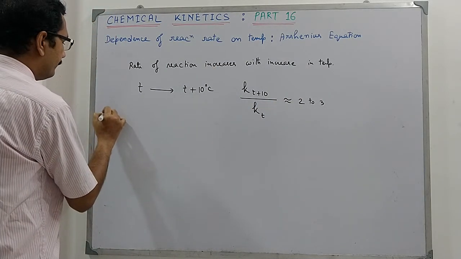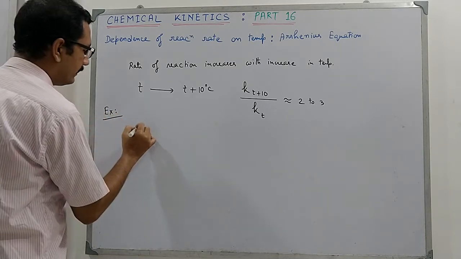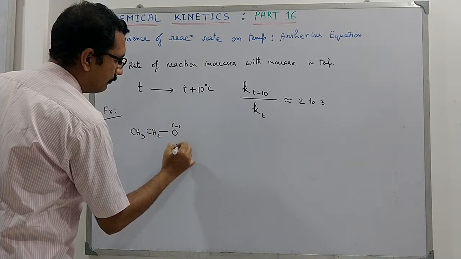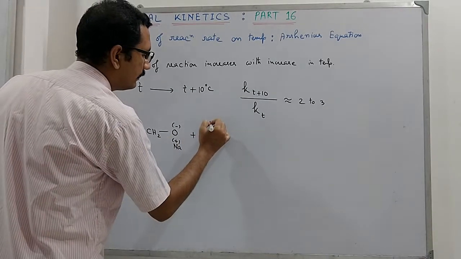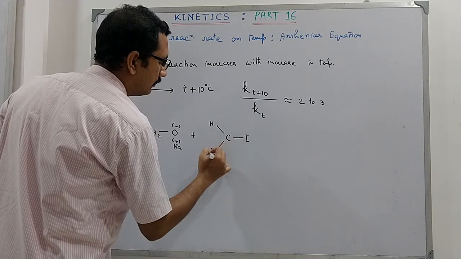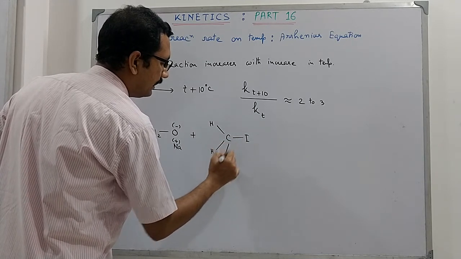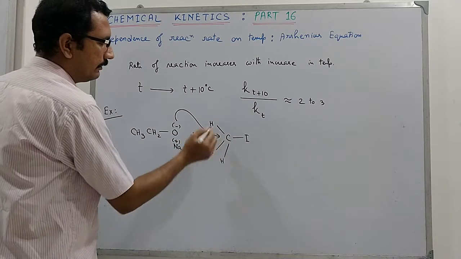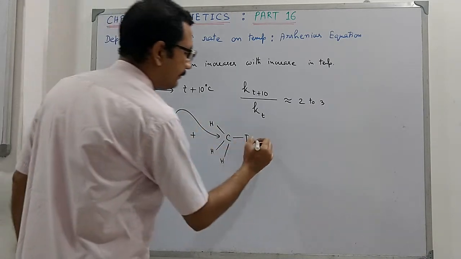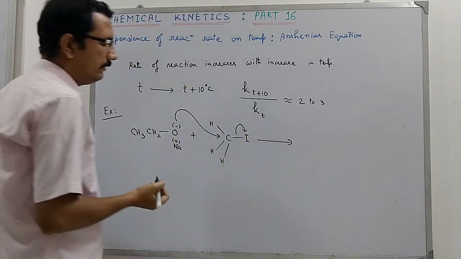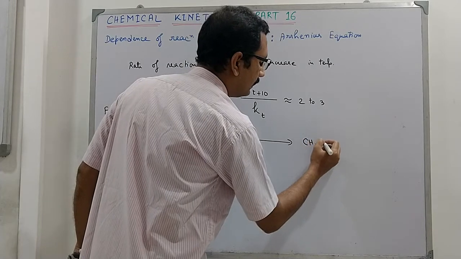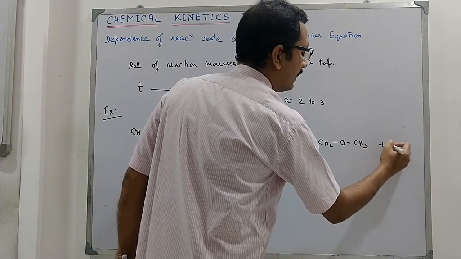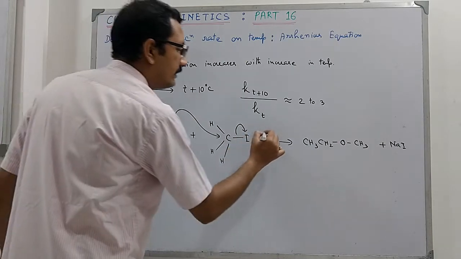For example, if we consider the Williamson synthesis of ether, we take sodium ethoxide here and methyl iodide, then there is an SN2 attack, backside attack, nucleophilic substitution second order, and this I is the leaving group, and we get the ether CH3CH2OCH3, and this is I minus and Na plus, we have the byproduct NaI. Now this has a rate constant K.